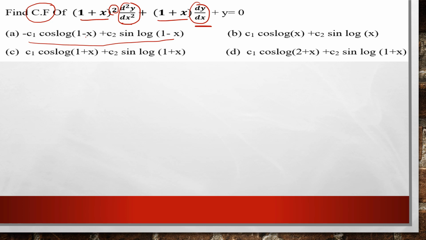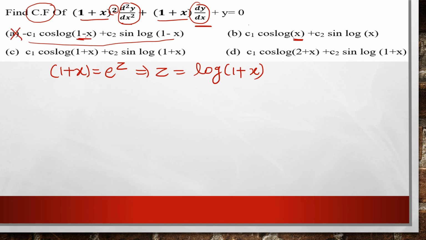But if you solve it directly, we'll put 1 plus x equals to e power z, and this will give you z is equals to log 1 plus x. So in your answer you must have 1 plus x, log 1 plus x form. So from this I can cancel 3 options: here we are having 1 minus x, this is wrong, here we are having x, wrong, 2 plus x, wrong.